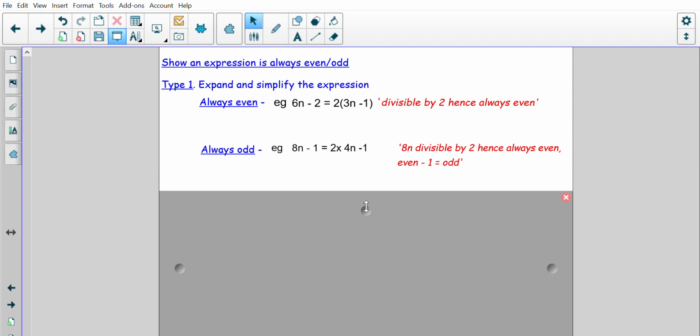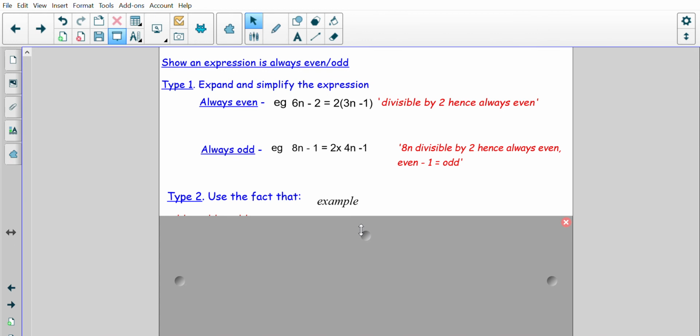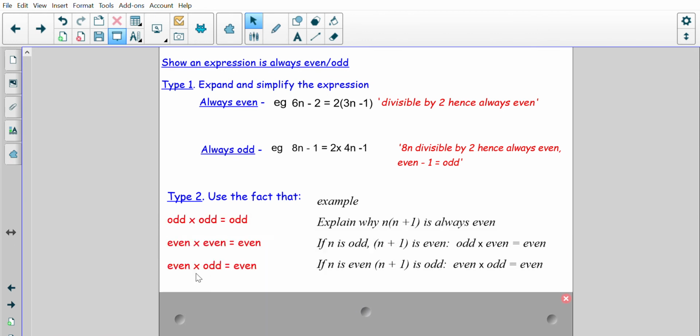An alternative way that we could show that something is always even is that we can use these facts written here on the left. So let's apply those to this example, explain why n(n + 1) is always even. Well, let's consider both scenarios. If n was an odd number, n + 1 would have to be an even number. So you'd have an odd number times an even number, which is always even. Conversely, if we started with n as an even number, n + 1 must be an odd number, and again, even times odd is even.